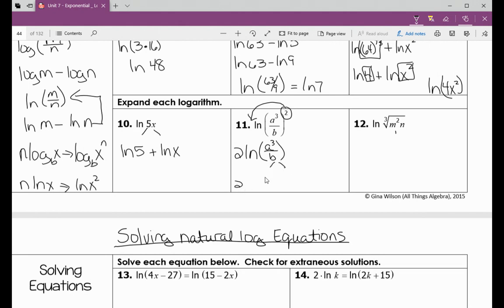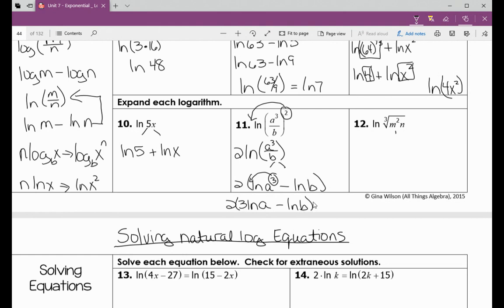So I'm going to have 2 times the natural log. Let me write that a little bit better. 2 times the natural log of a to the 3rd minus the natural log of b. And then I have this interior power. So I have 2 times 3 natural log of a minus the natural log of b.